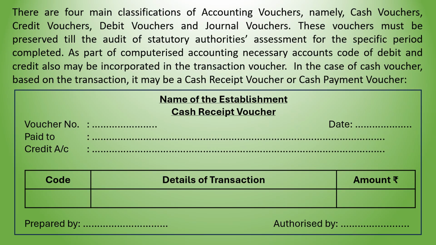There are four main classifications of accounting vouchers, namely cash vouchers, credit vouchers, debit vouchers and journal vouchers. These vouchers must be preserved till the audit of statutory authorities' assessment for the specific period completed. As part of computerized accounting, necessary accounts code of debit and credit also may be incorporated in the transaction voucher.